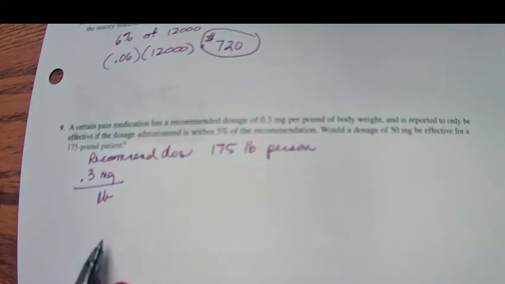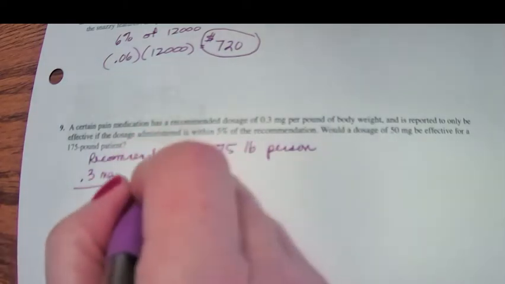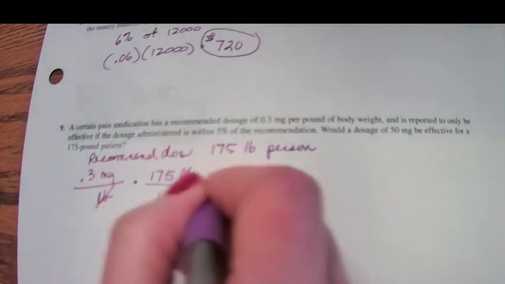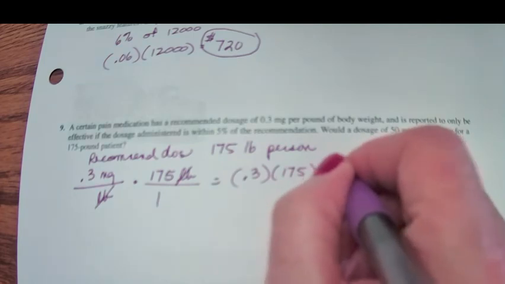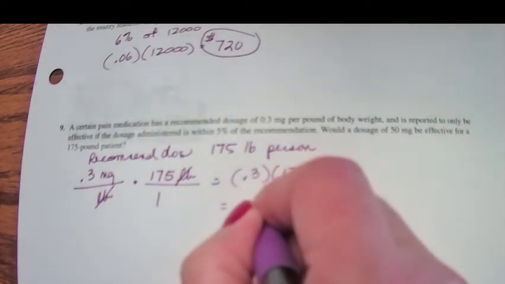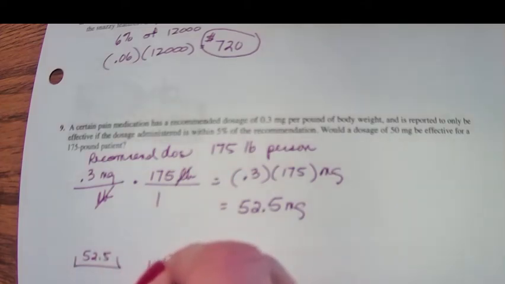Once we know that, we need to find out if 50 milligrams is within 5% of that or not. So 0.3 milligrams per pound, we're going to multiply that by 175 pounds. If you want, you can put that over 1. Our pounds are going to cancel, and then multiplying across, 0.3 times 175 milligrams. The recommended dose for a 175-pound person is 52.5 milligrams. That's what is recommended. We are instead going to give him 50.